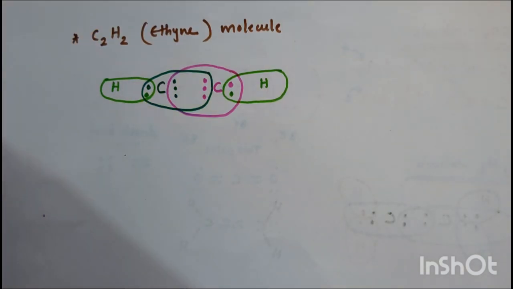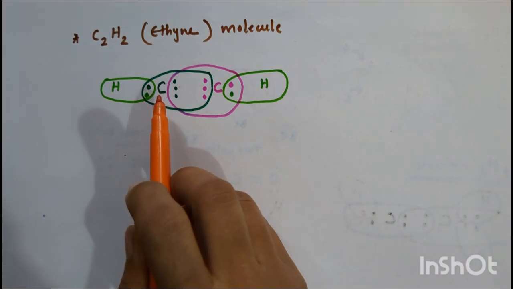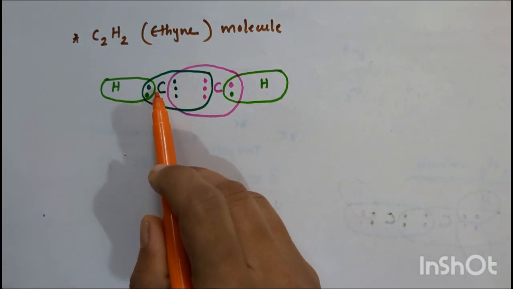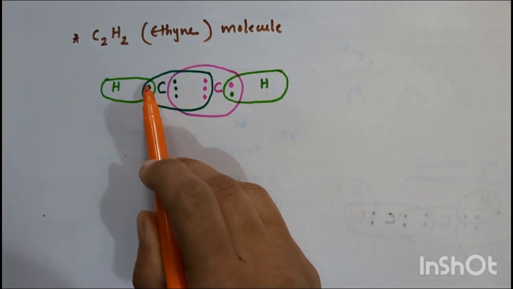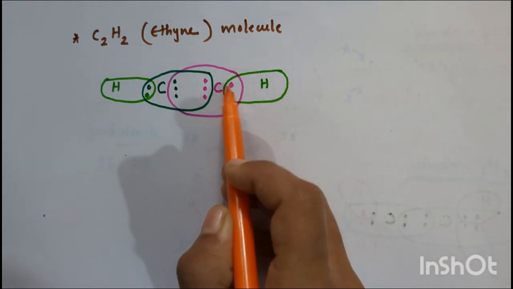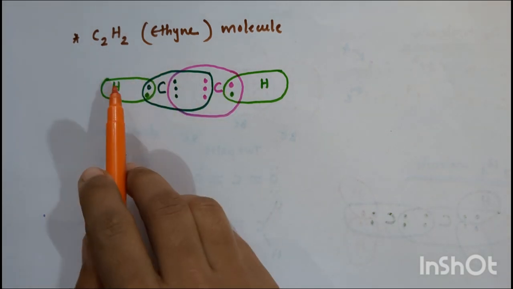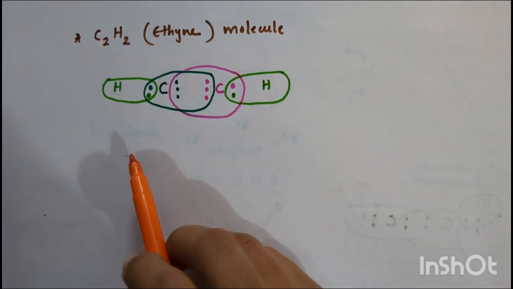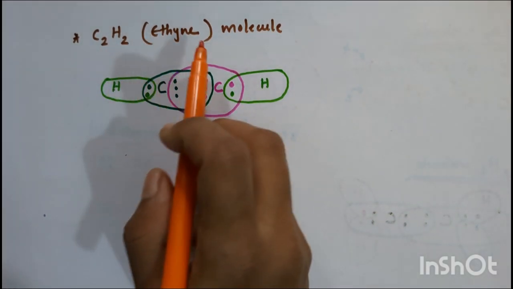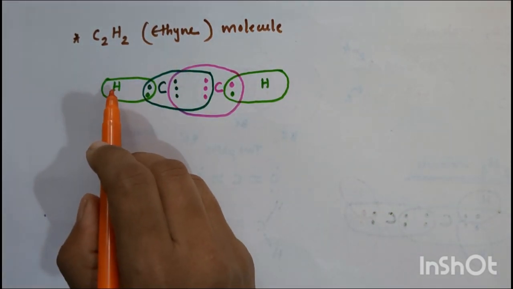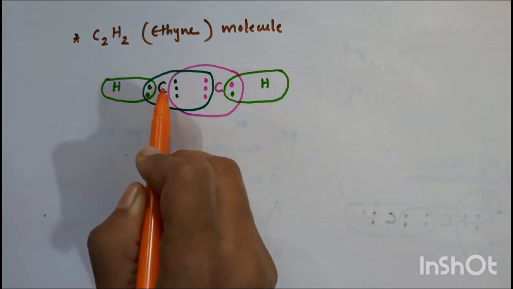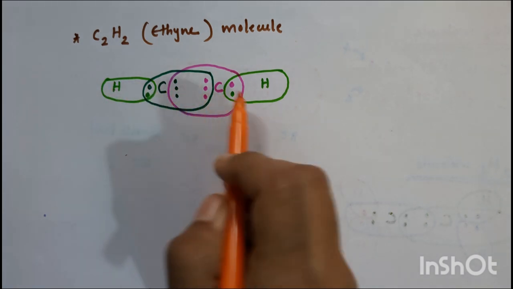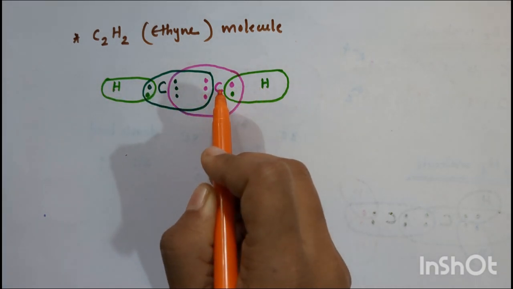Now let us consider an ethyne molecule, C2H2 molecule. There are 2 carbon atoms. This carbon atom has 4 valence electrons. This carbon atom also has 4 valence electrons. There are 2 hydrogen atoms. Each hydrogen atom has 1 valence electron. So when this C2H2 molecule is formed, each hydrogen atom shares its 1 electron with a carbon atom.